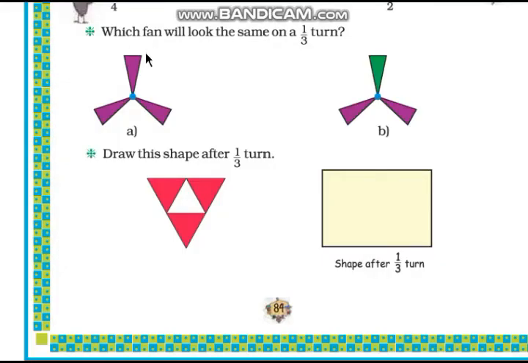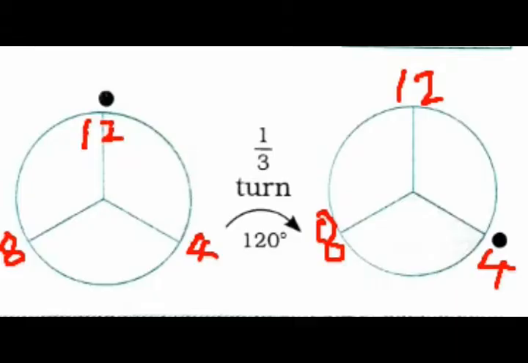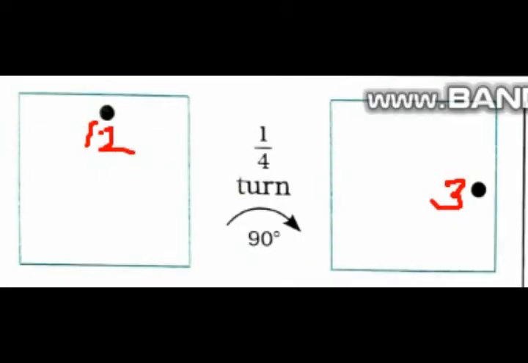Now the question is, which fan will look the same on a 1/3 turn? So children, we have learned about 1/4 turn and half turn, but now here is 1/3 turn. Children, let us understand what is a 1/3 turn. We have already learned 1/4 turn. 1/4 turn means rotating any shape through 90 degrees.